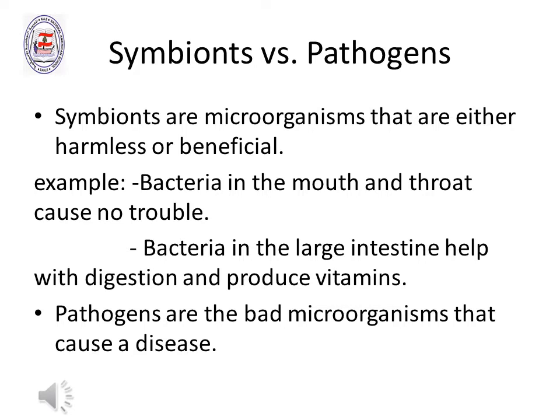What are symbionts and what's the difference between them and pathogens? Symbionts are microorganisms that are either harmless or beneficial. For example, bacteria in the mouth and the throat cause no trouble, and bacteria in the large intestine help with digestion and produce vitamins. However, pathogens are the bad microorganisms that can cause a disease.